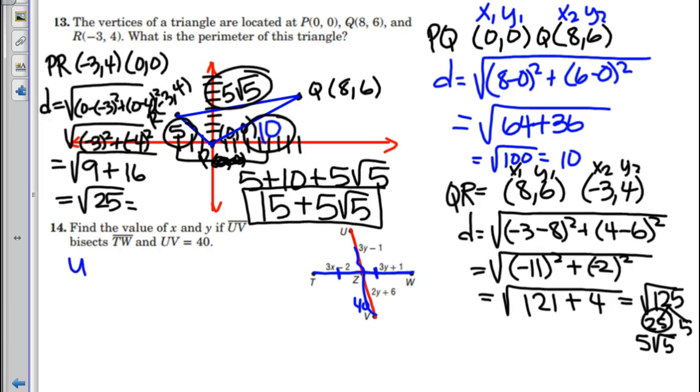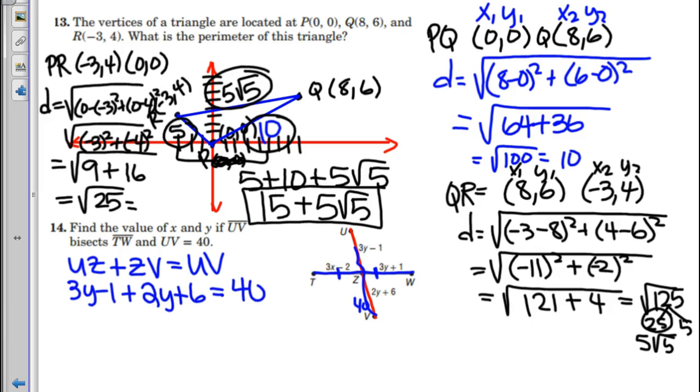So that means UZ plus ZV equals UV. Those are the same. The two sections added together gives me the long one. Well, I know that UZ is 3y minus 1. And I know that from Z to V, they told me is 2y plus 6. And they told me that the length of UV all the way across is 40. So I will go ahead and solve this.